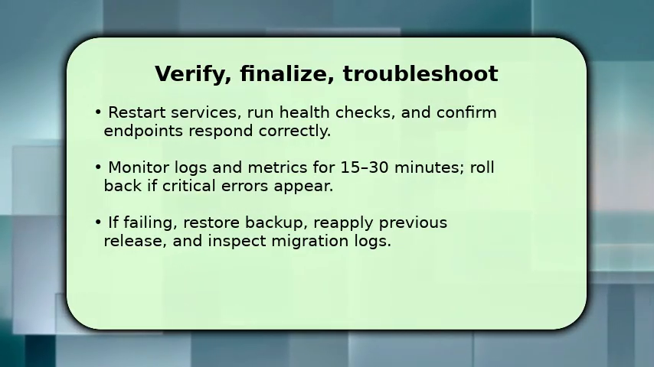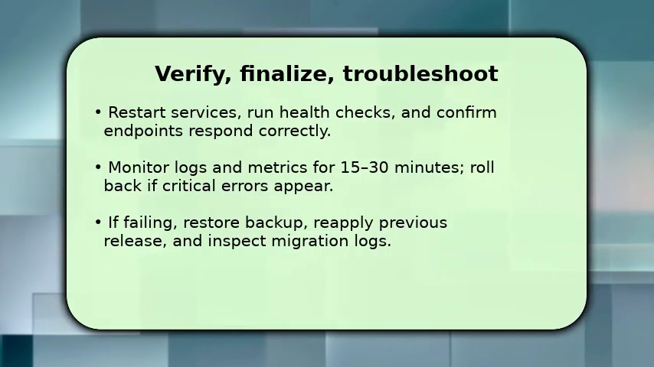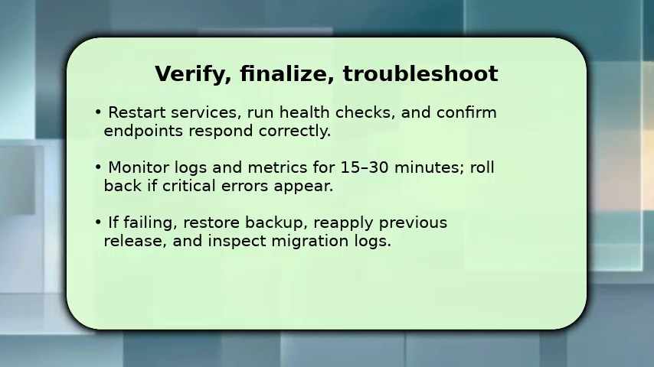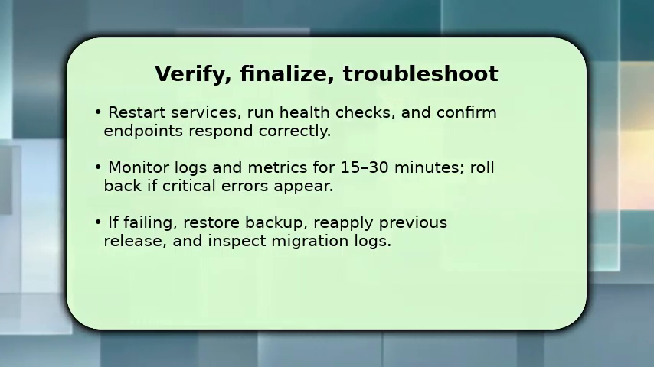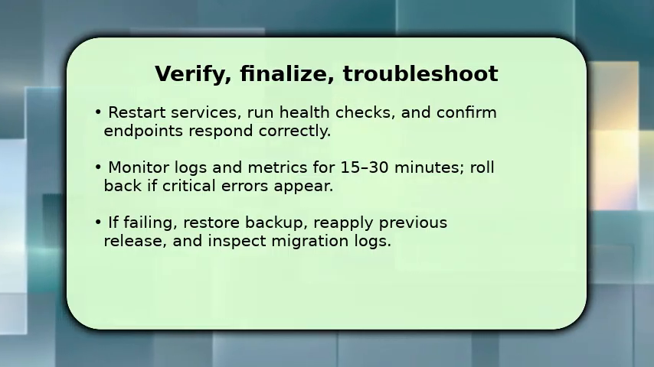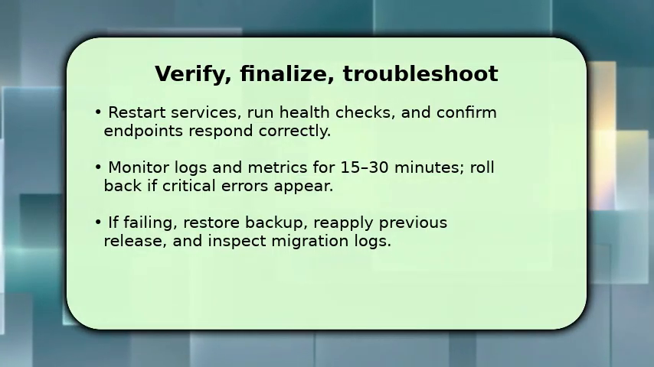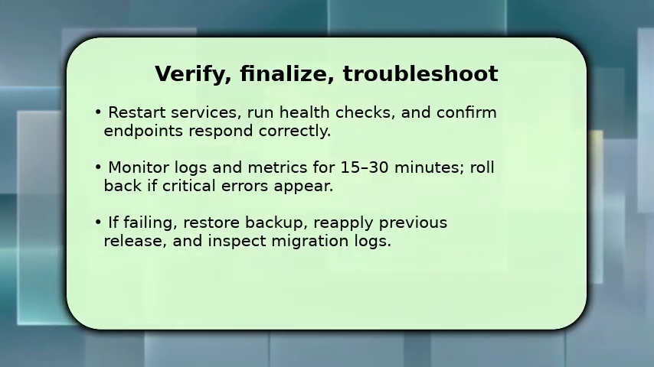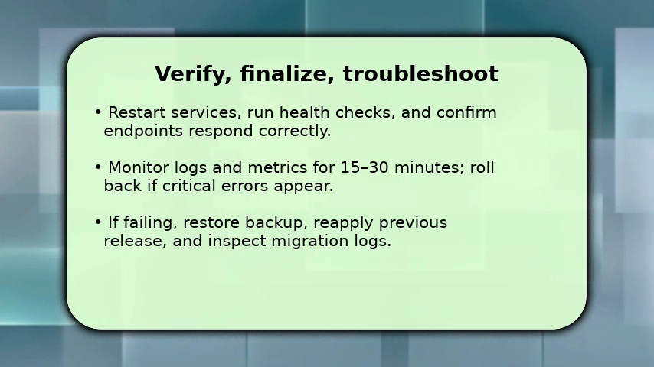Make sure to monitor logs and metrics for at least 15 to 30 minutes to catch intermittent issues, and gradually resume full traffic. If you encounter failures, the key troubleshooting tip is to restore from the backup and roll back the release immediately. Then inspect migration and error logs to identify the root cause. Once fixed, reapply the update in a controlled test cycle.